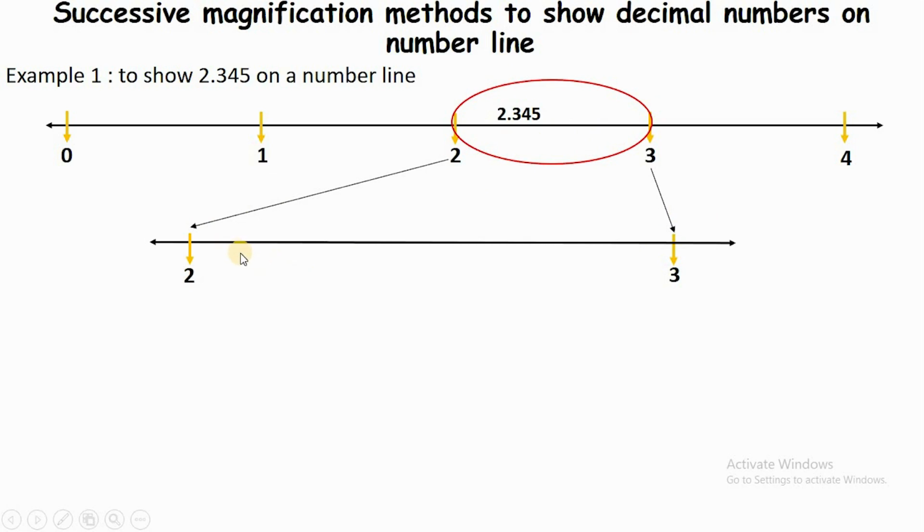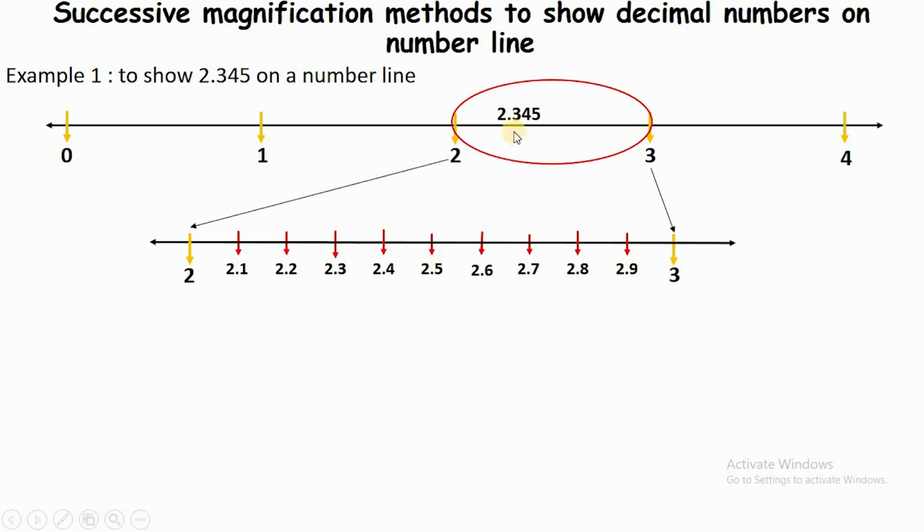Now next thing that we are going to do is divide this portion, or this line segment 2 and 3, into 10 equal parts. And next, now this point represents 2.1, and next one 2.2, 2.3, 2.4, 2.5, 2.6, 2.7, 2.8 and 2.9. After 2.9 we'll have 3.